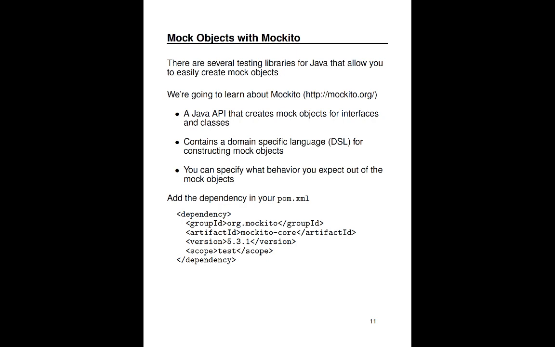In order to leverage this library, you need to add the Mockito core artifact to your pom.xml. And so you'll see code like this in pom.xml, where you specify the group and artifact for Mockito, the particular version. And then because Mockito is only used in test, you say that the scope of the dependency is test scope. And that way, the Mockito library won't be included with your production code.